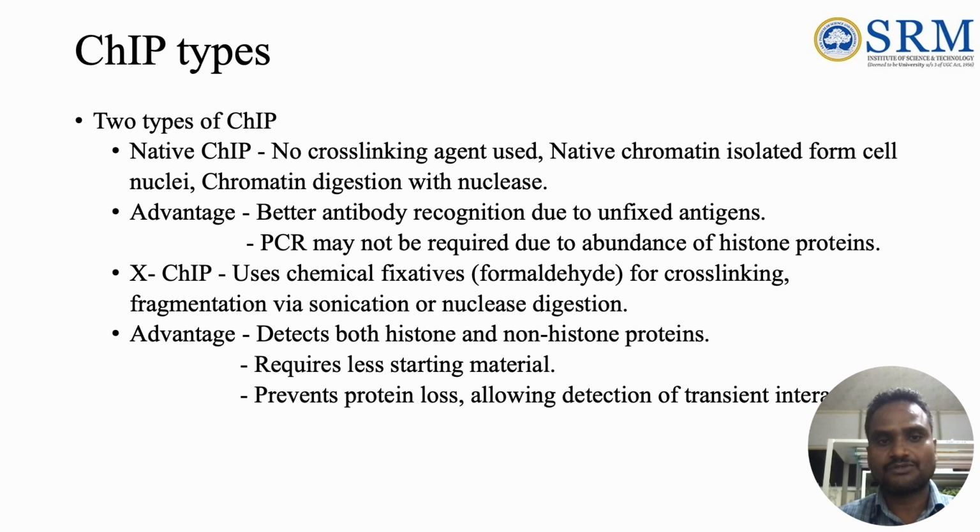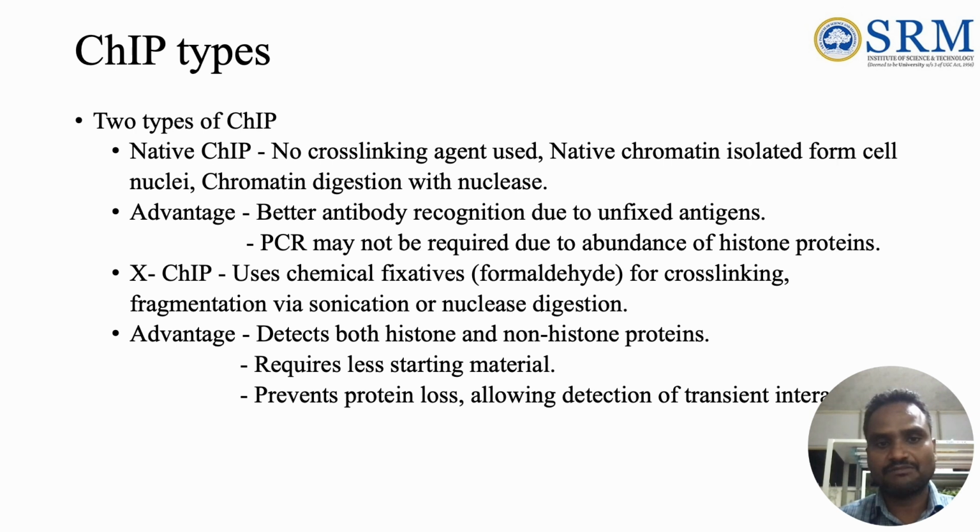In the second approach, chemical cross-linking agents such as formaldehyde are used, which stabilize protein-DNA interaction, and chromatin fragmentation is achieved via sonication or nuclease digestion. Advantages of native ChIP: better antibody recognition because proteins remain unfixed in their natural conformation. Histone proteins are abundant, meaning PCR may not be required for detection.